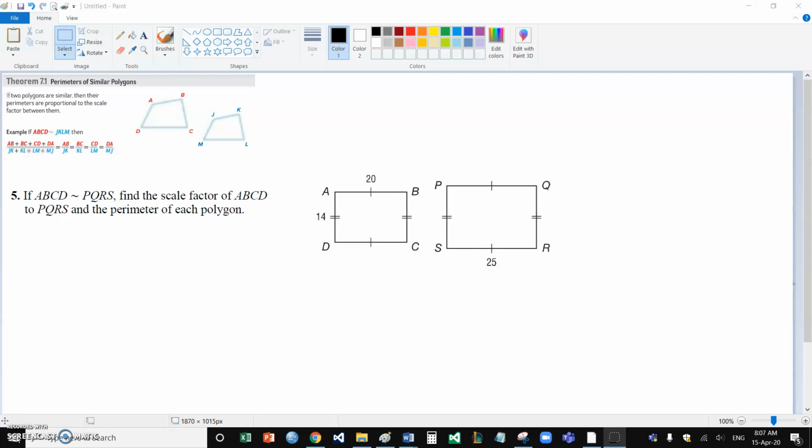For today we're going to look at Theorem 7.1, perimeters of similar polygons. It says that if two polygons are similar, then their perimeters are proportional to the scale factor. So not only their sides are proportional to the same scale factor, but their perimeters are also proportional. Alright? So let's look at this example.